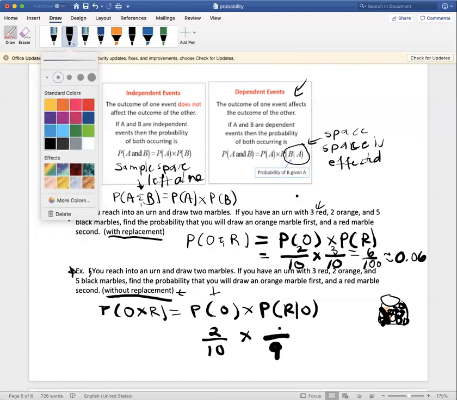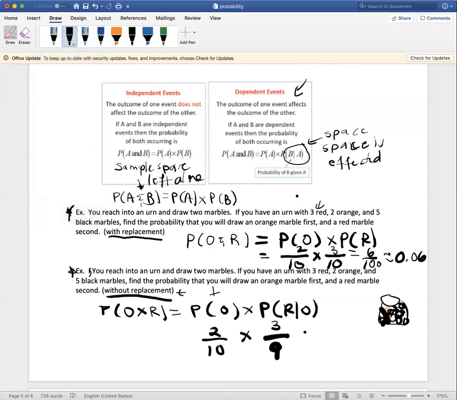So now for the second one, think about this. We have a total of 10 marbles, and 9 of them are left. How many of them are red? Well, remember, the first one we pulled is an orange. So we have 9 marbles left, and 3 of them are red. So this gives us a total of 6 out of 90. And when we do the math, 6 out of 90, rounded to 3 decimal places, is 0.067.